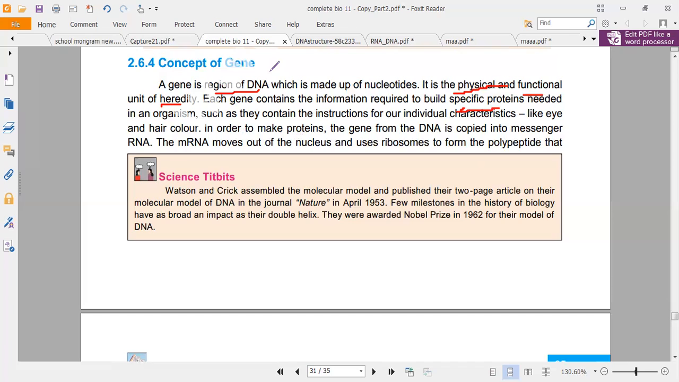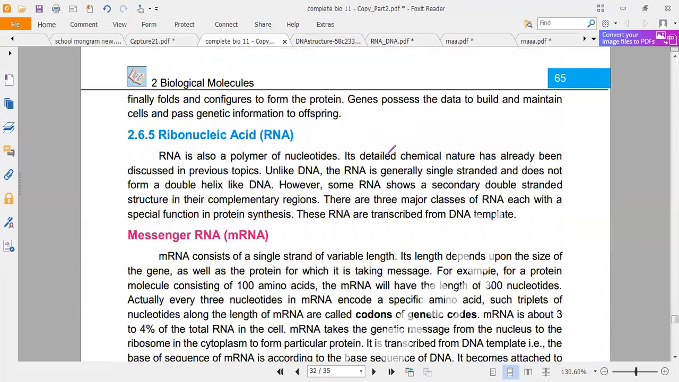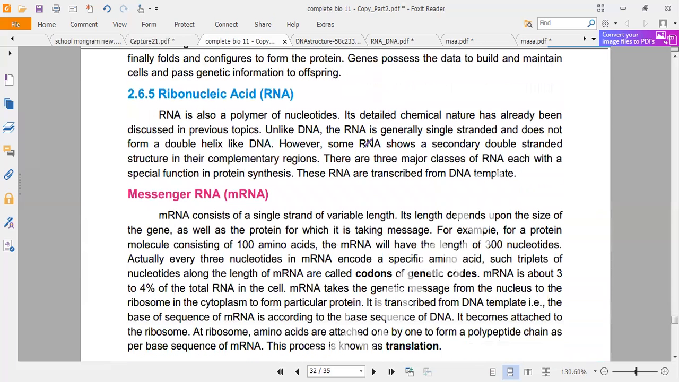So what happens while genes are transferred to the next generation? The gene from DNA is copied into messenger RNA, and then it moves out of the nucleus, and they form polypeptide chains. Then the polypeptide chain can be twisted into many folds to make different structures of proteins, and then they give all the information to that individual.